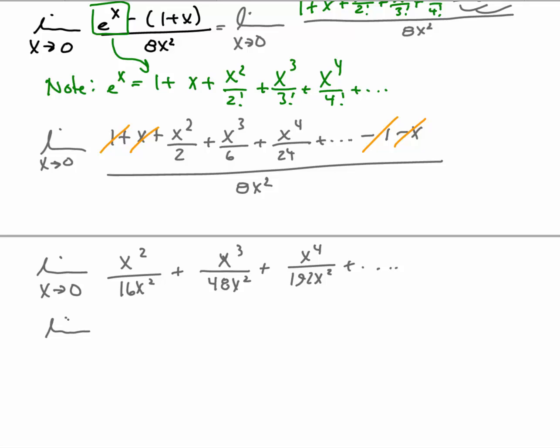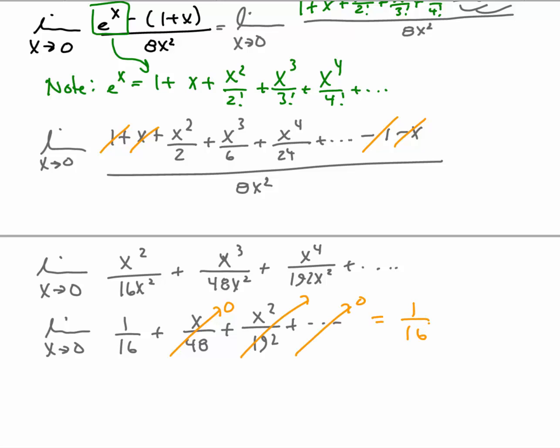We have the limit as x approaches 0. The x's cancel. I'm left with 1 over 16 plus x over 48 plus x squared over 192. And then we have some sort of a pattern. Now what we notice with this pattern, as this goes out toward infinity, my powers of x are increasing: x squared, x cubed, x to the fourth. And the terms in my denominator are just constants. So each one of these terms goes to 0 and will continue to go to 0. And I'm just left with 1 over 16 because the limit of a constant is a constant. So that is my limit.